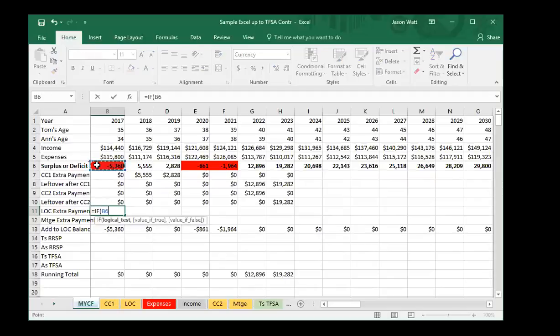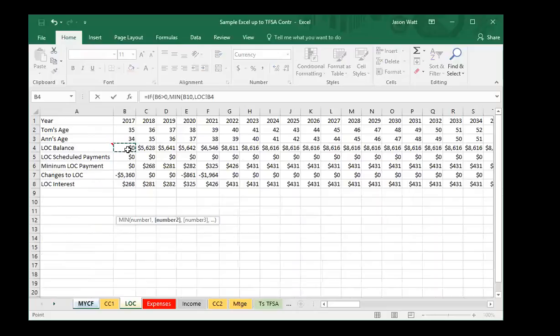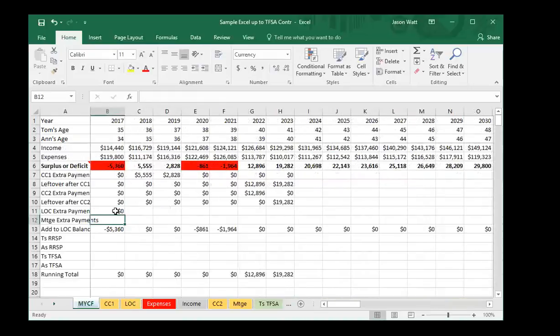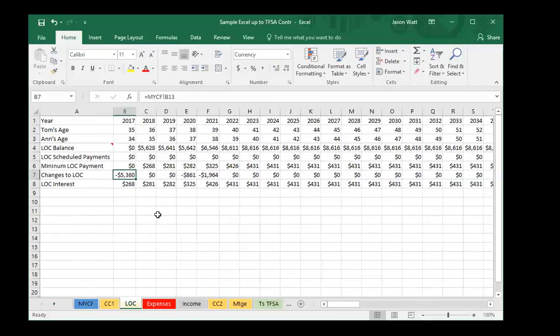If we have a surplus here, if that amount is greater than 0, then I'm going to take, again, the smallest of the amount left over here and the amount that we see sitting on our line of credit, the line of credit balance. And 0. And we can copy that formula all the way across. So now we should be seeing an $8,616 line of credit balance out in 2023.